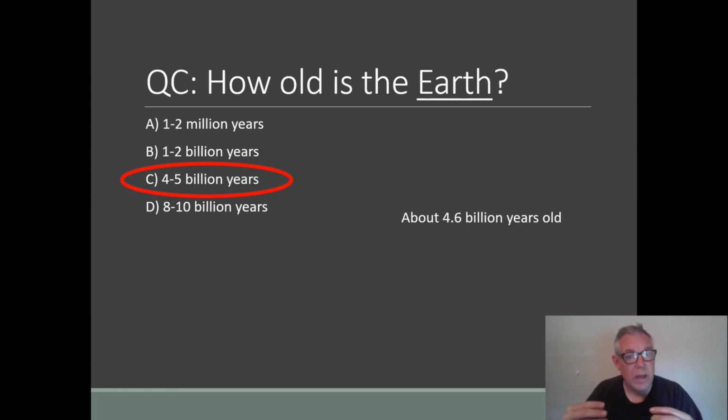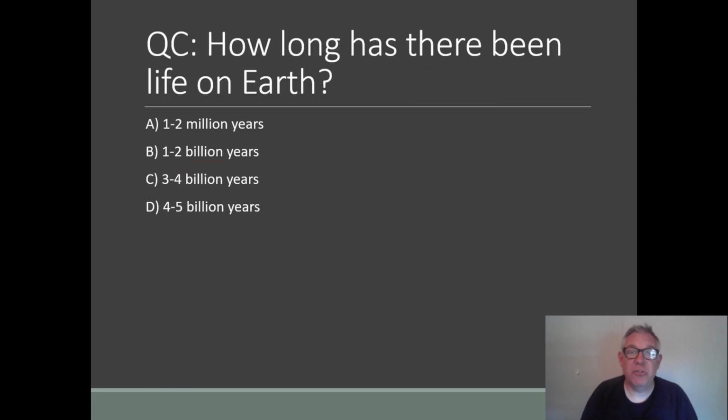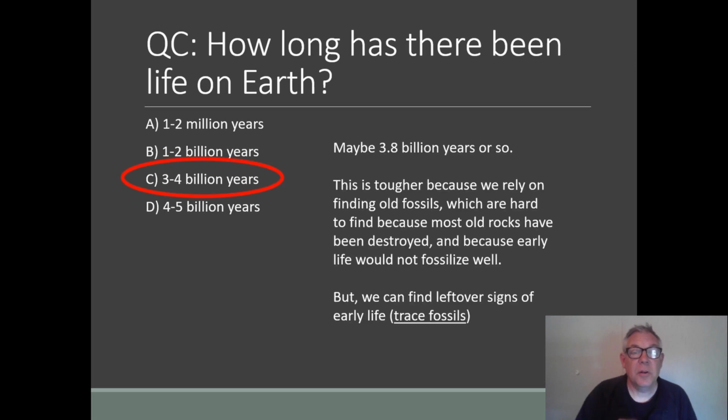Okay, finally, it's where biologists, let's talk about how long has there been life on Earth? So when did life first evolve? 1 to 2 million years, 1 to 2 billion years, 3 to 4 billion years, or 4 to 5 billion years? The answer is we estimate about 3.8 billion years or so.